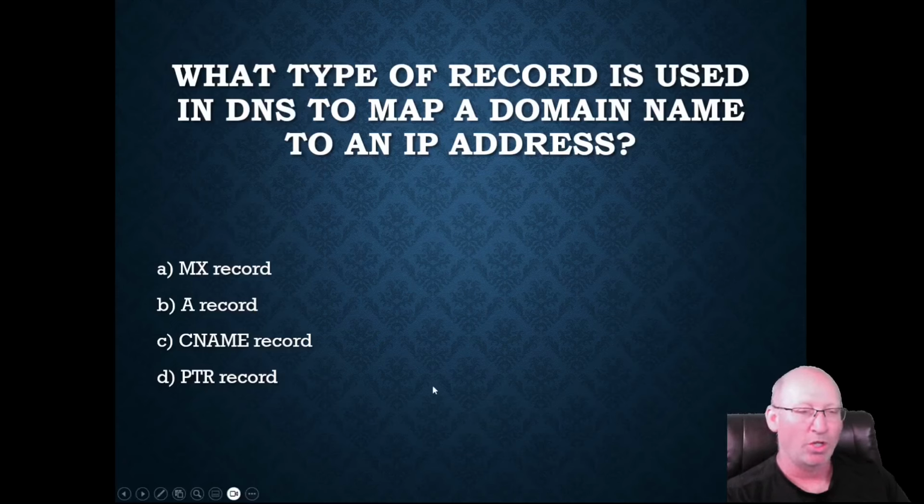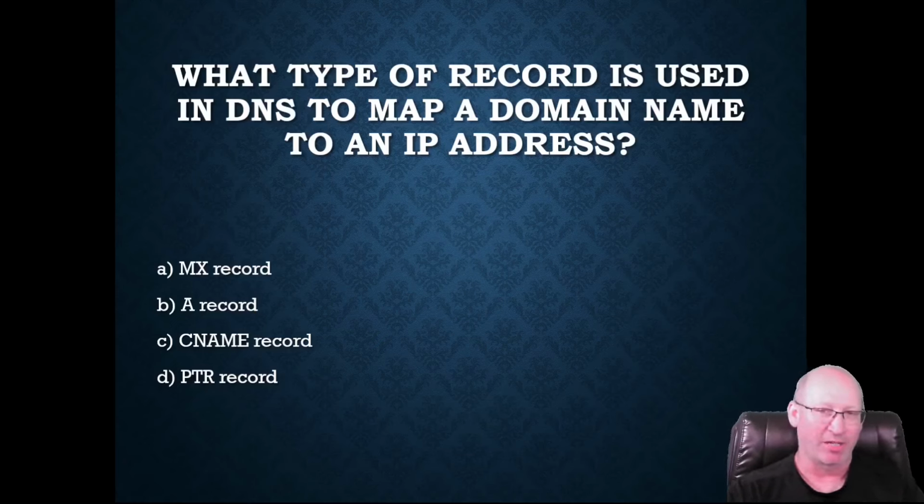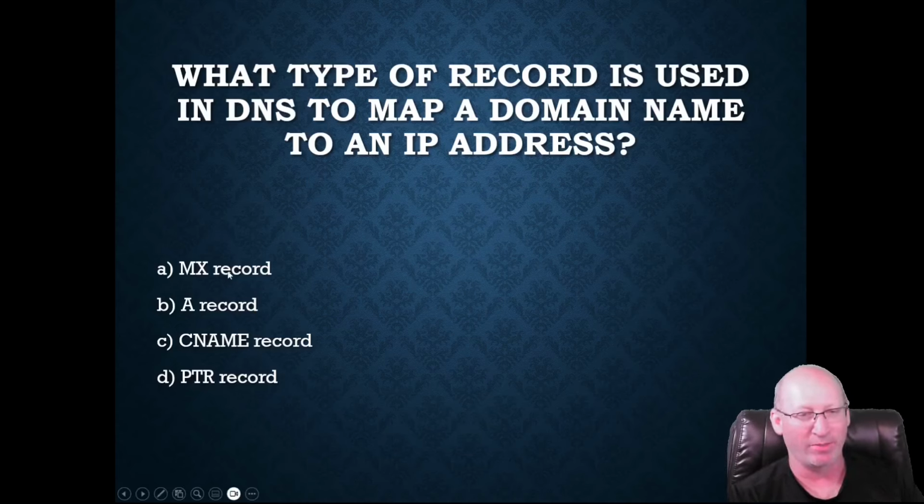There's really no great way to identify this, right? There's no great way to go, wait a second, how would I know this? Well, remember, A is address, A for address, right? C for canonical, PTR for pointer, and MX for mail exchange. Usually when you see MX on a record, it's going to be mail exchange, where X would normally be exchange. They like to do it like that. But in this case, it's going to be the A record. B is going to be our correct answer.